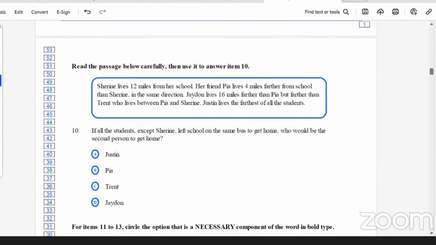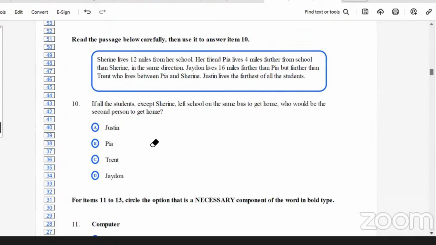Read the passage below carefully, then use it to answer item 10. Shireen lives 12 miles from her school. Her friend Pia lives 4 miles farther from school than Shireen in the same direction. Jaden lives 16 miles further than Pia, but farther than Trent, who lives between Pia and Shireen. Justin lives the farthest of all the students.